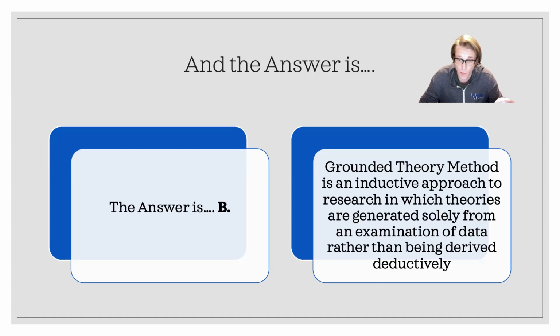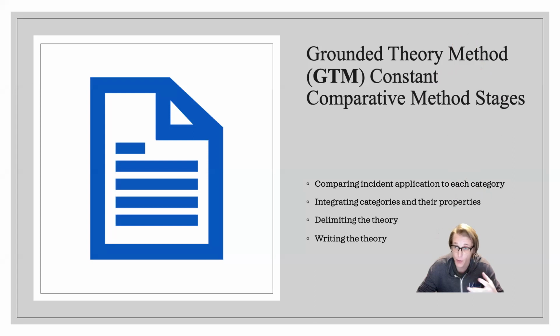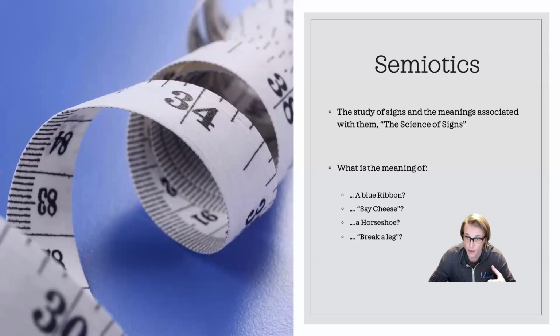So this becomes really big when we think about how we go down this path. This is what we were just talking about with grounded theory method, or GTM. And now we're going to talk about semiotics, right? Semiotics, the study of signs and the meanings associated with them, or the science of signs, essentially ties to this idea that we're going to be talking about. These are other approaches to analyze qualitative data.